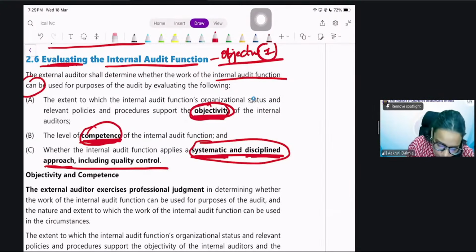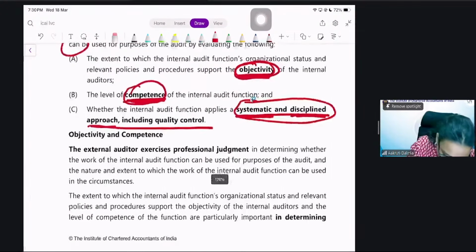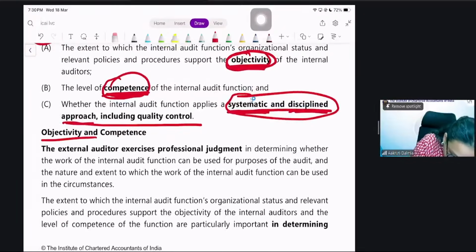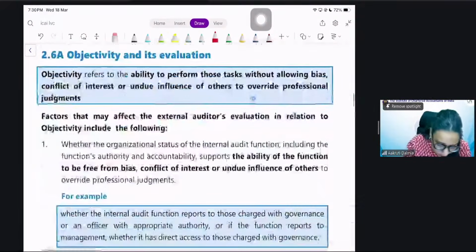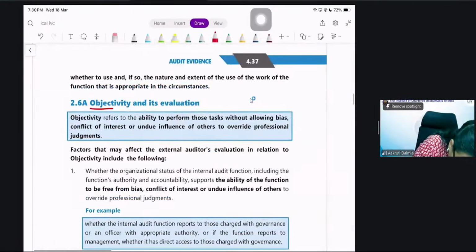Okay. So remember, how do you evaluate the internal audit function? 3 things: objectivity, competence, systematic and disciplined approach. So to check all this, the auditor has to use professional judgment. We all know that. So come here. Objectivity and its evaluation.